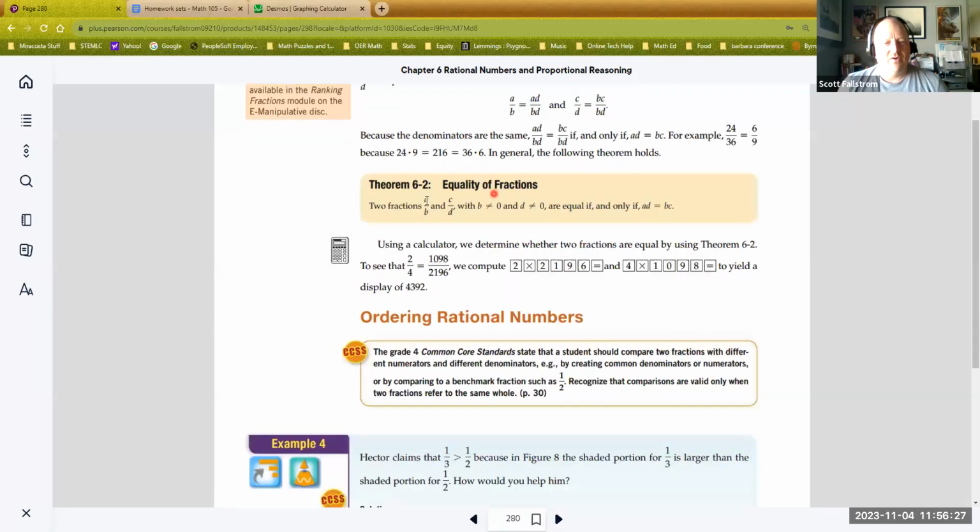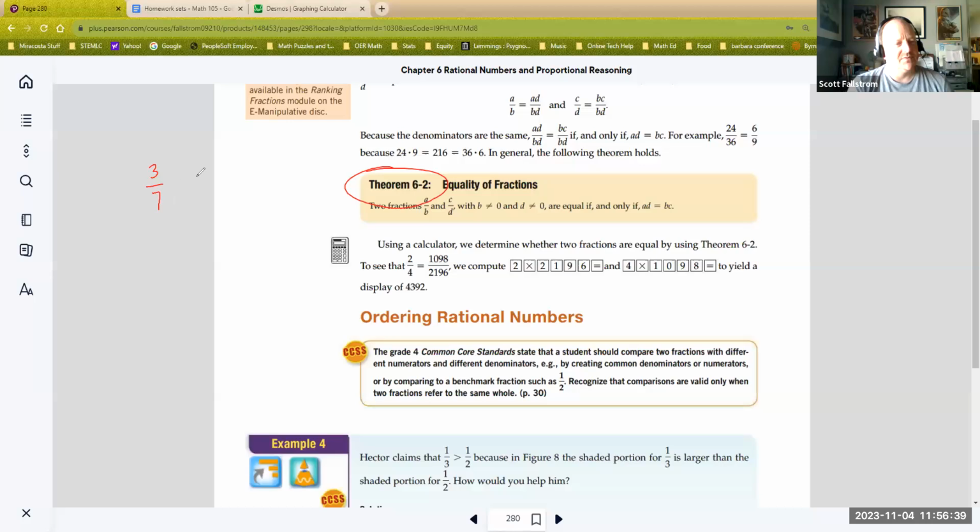So there we have equality of fractions. This theorem gives us a whole new way of doing this without having to go all the way through. Now, here's the idea. Remember those two that I just used, 3/7 and 5/9. We're trying to figure out what symbol goes between them. Is it less than, equal to, or greater than?